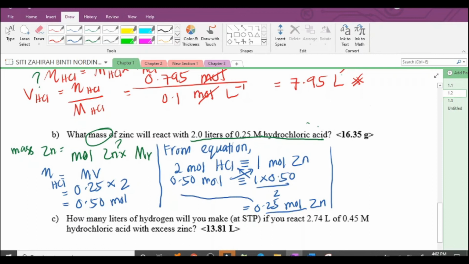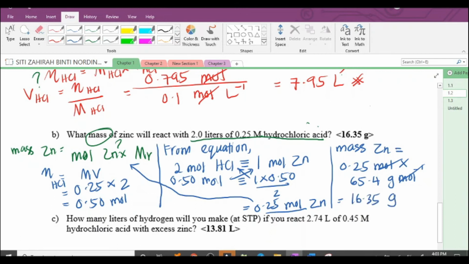So now substitute this mole of zinc into this formula. So the mass of zinc would be 0.25 mole times 65.4 gram per mole. Okay, so cancel this mole. You are left with 16.35 gram of zinc.